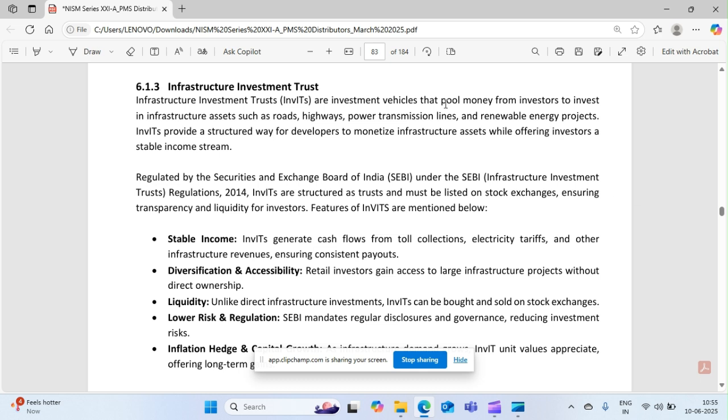So they pool money from investors to invest in infrastructure, right? These are the infrastructures in which they are investing. Now, in a country like India, where infrastructure is growing really fast and a lot of investment is being made, these investment trusts make sense for the investors. What else? They provide a structured way for developers to monetize infrastructure assets while offering investors a stable source of income. That is what is being done by these funds. This is also a very relevant point to note as to how these funds are helping the investors.